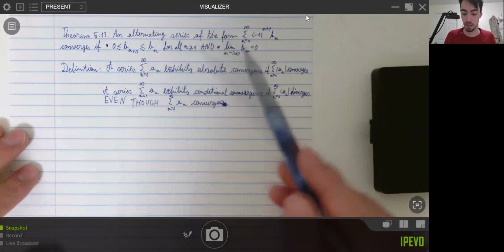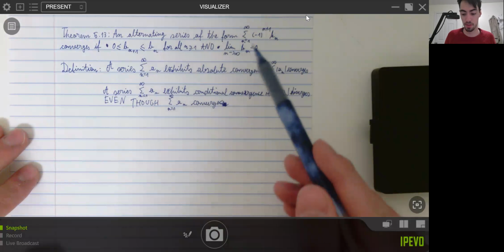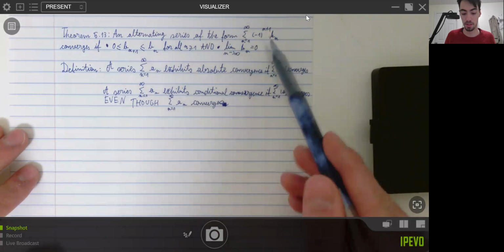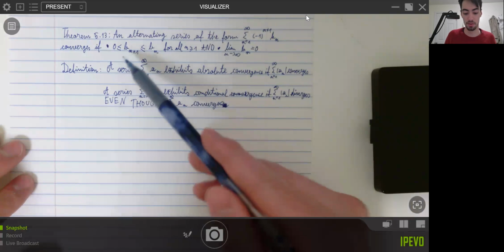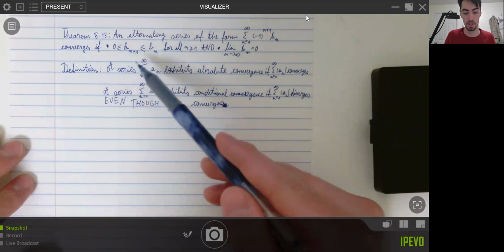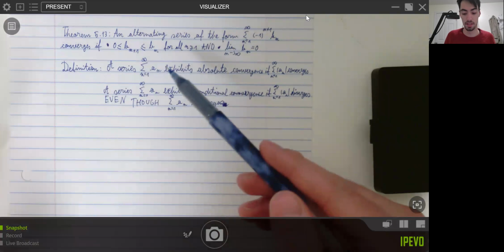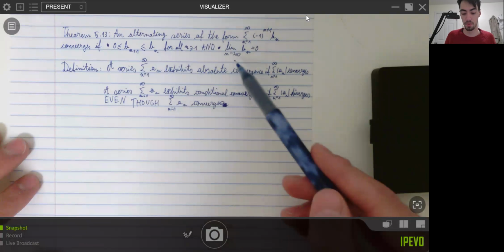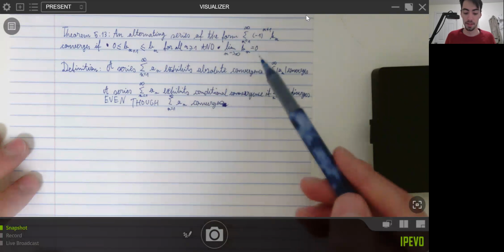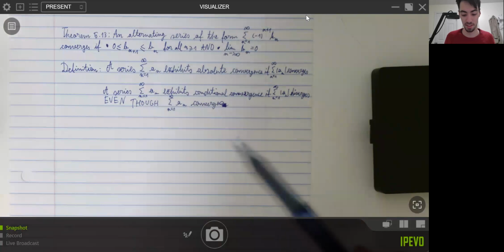of the form the sum from n equals 1 to infinity of (-1)^(n+1) times bn converges if 0 is less than or equal to bn+1, which in turn is less than or equal to bn. So this means that the bn's are decreasing, and the limit as n goes to infinity of bn is equal to 0. All right. So this is the alternating series test.